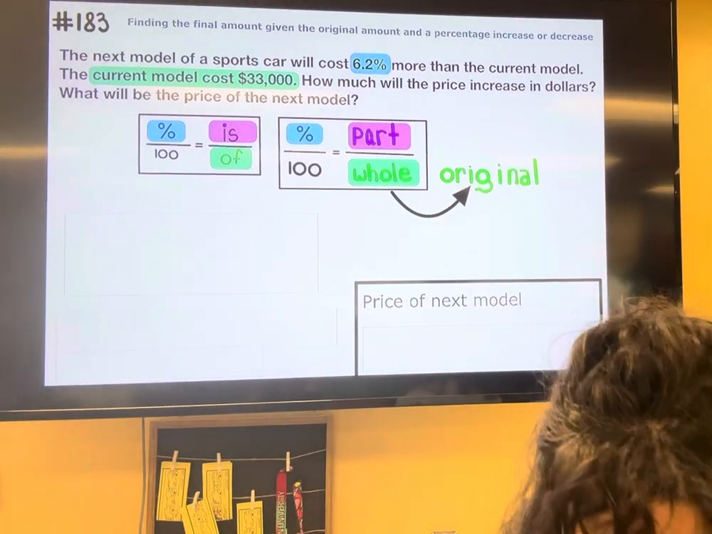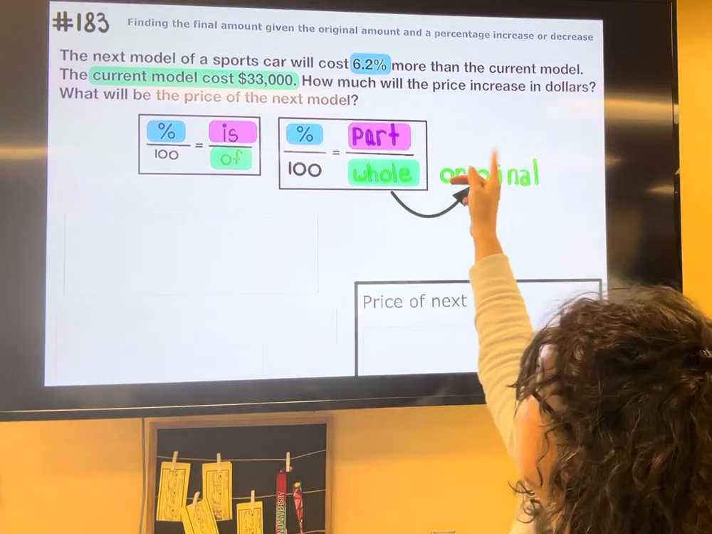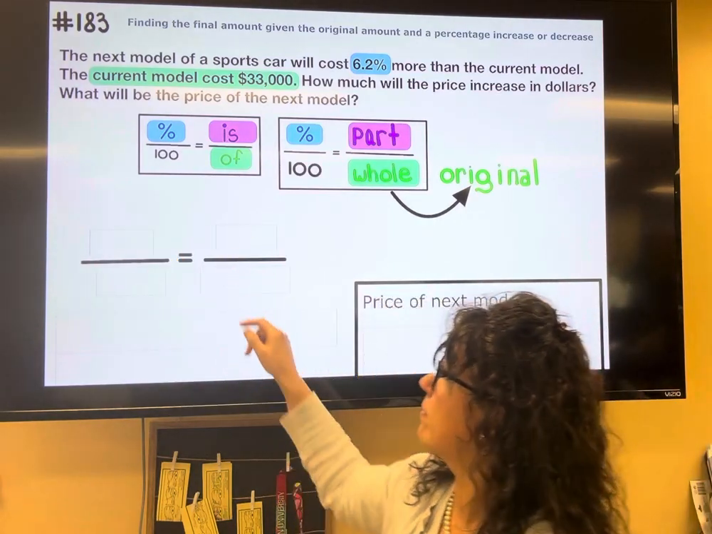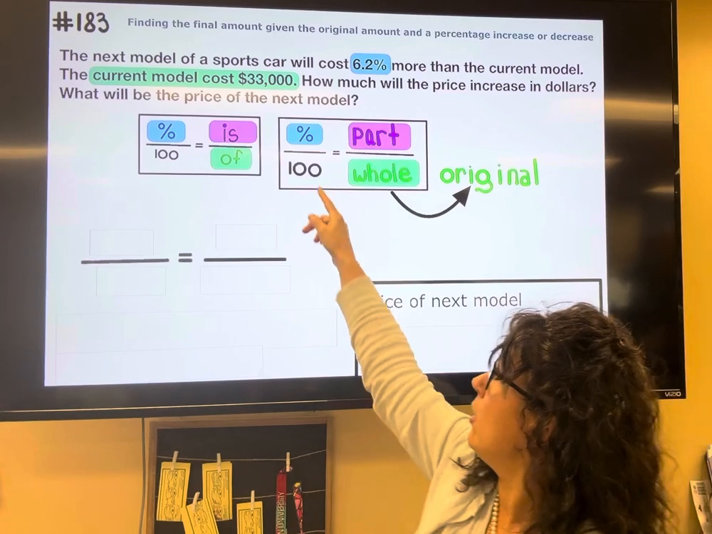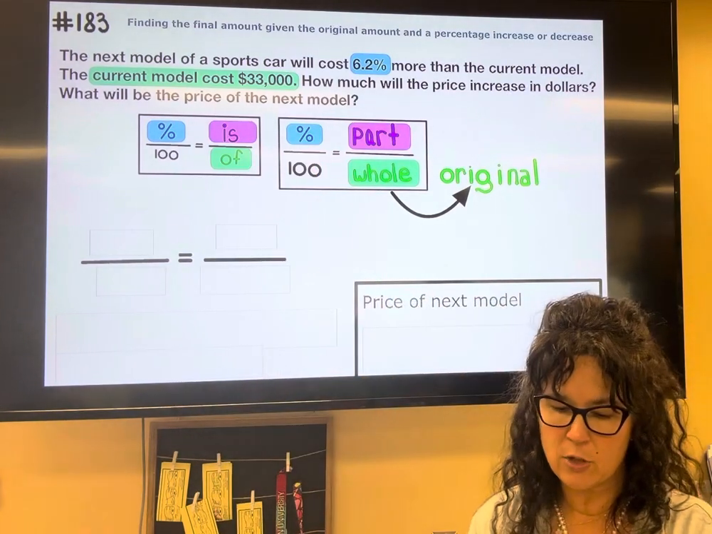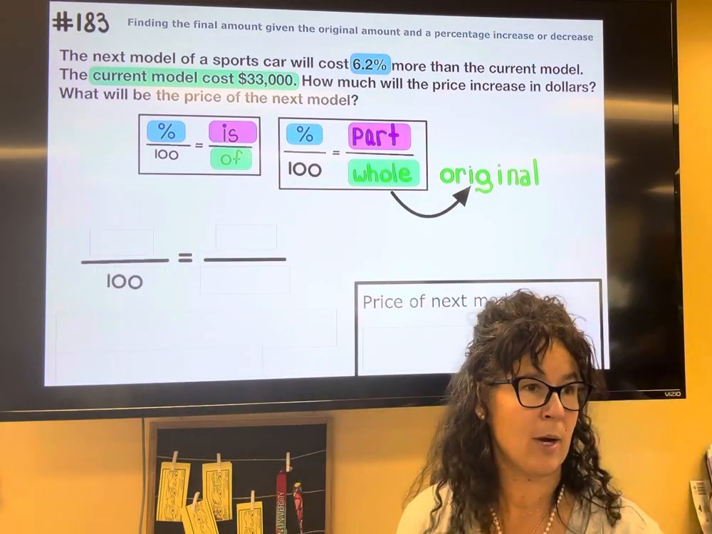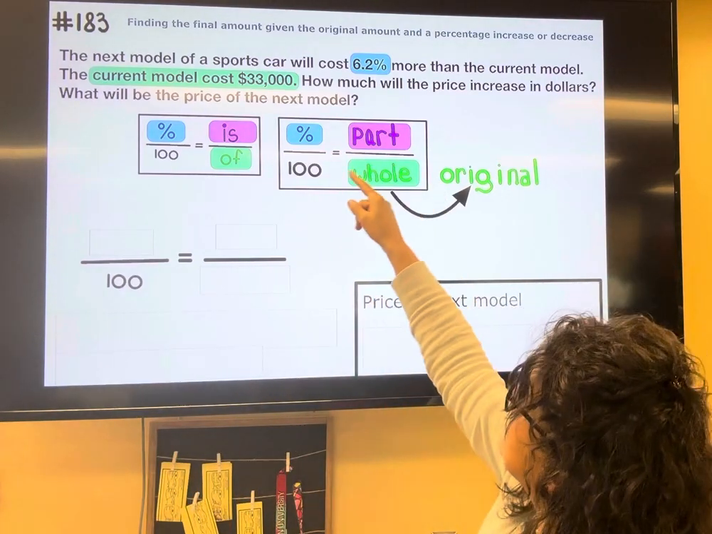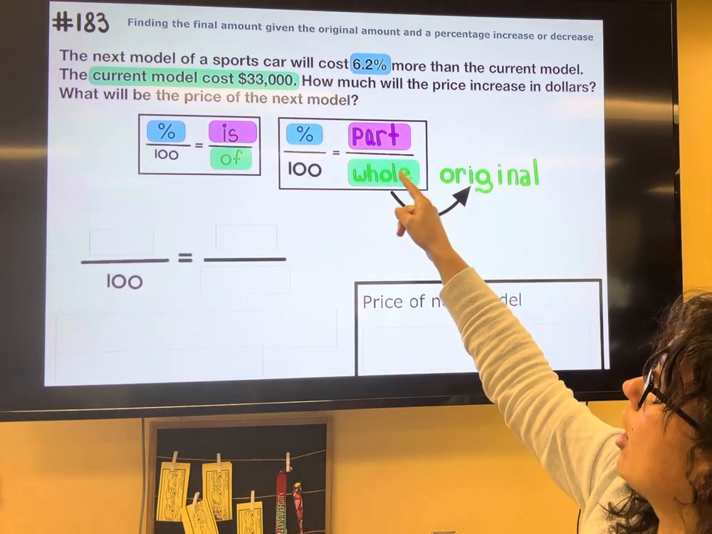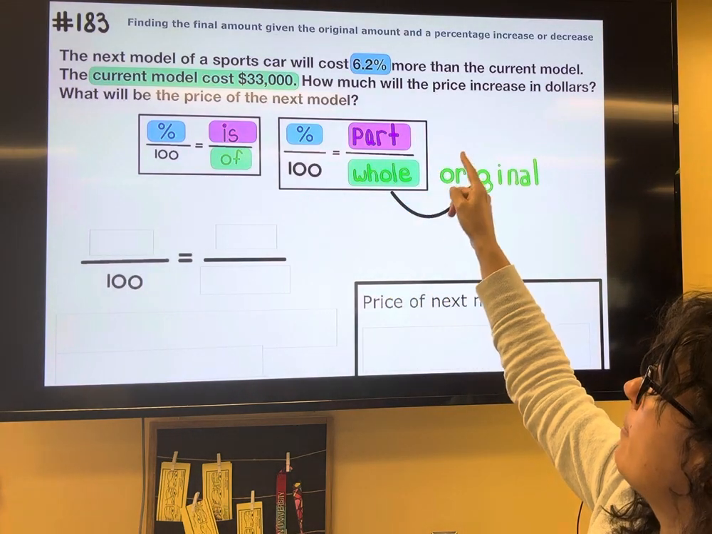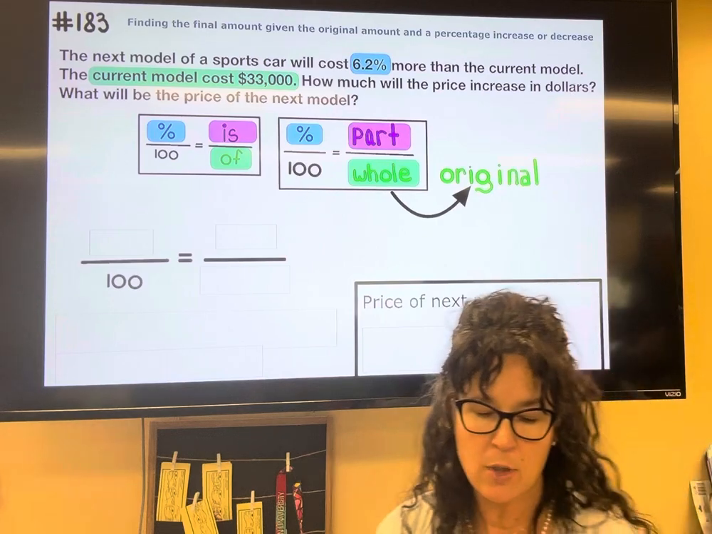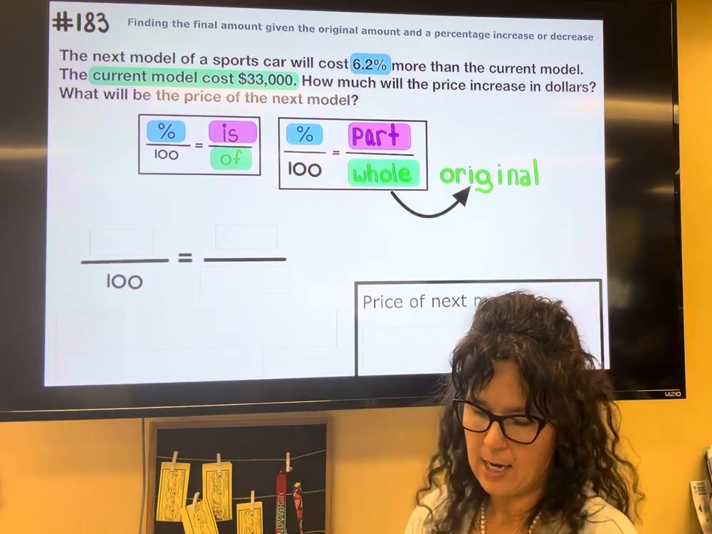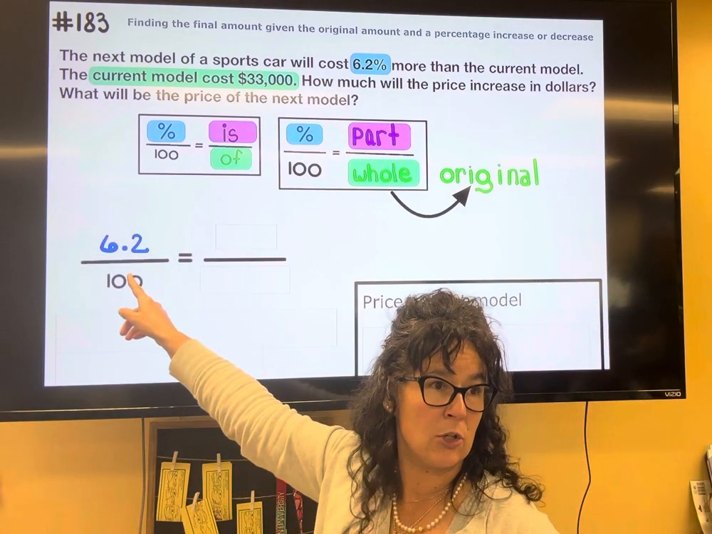The next thing I'm going to do here is look through my problem to try to fill in each of the blanks. Now, of course, I know that it goes over 100, so the first thing I'm going to do is put 100 right there. Now, as I read through, it says the next model of a sports car will cost 6.2% more than, all right, so the percentage is 6.2. So in the percent spot, I'm going to put 6.2.